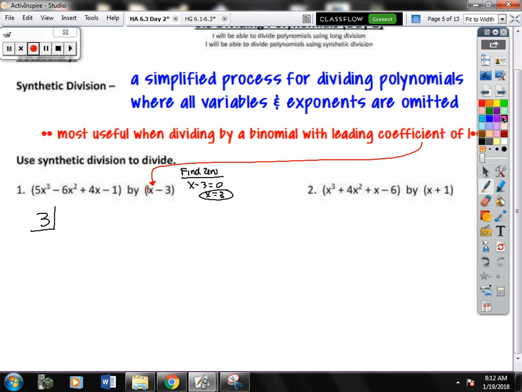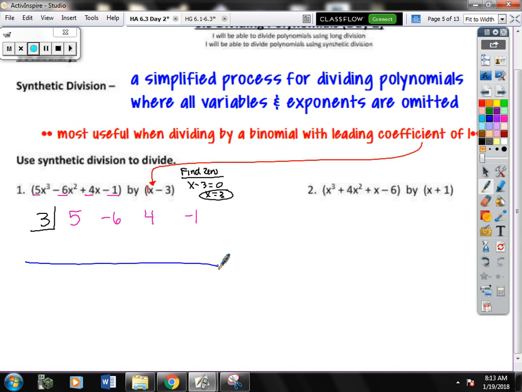What we write after that is the coefficients of the dividend. Again, we're omitting the variables and the exponents, so you just write down the terms. It has to be in standard form, so if it were missing a term, you'd have to put a 0 placeholder. So we would just write 5, put a little space, -6, little space, 4, and -1. So just listing the coefficients of the cubic function. Then leave a little space underneath because we're going to have a second row, but draw a line as if you were adding or subtracting something downward.